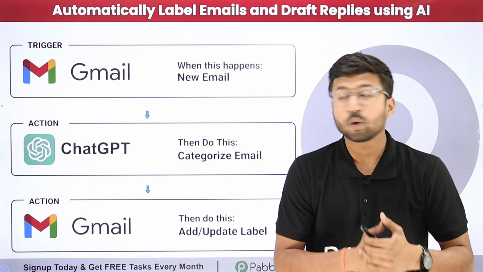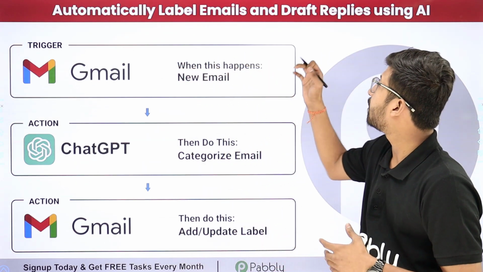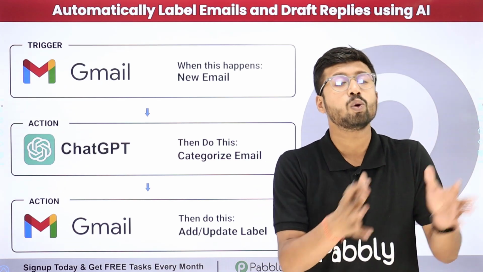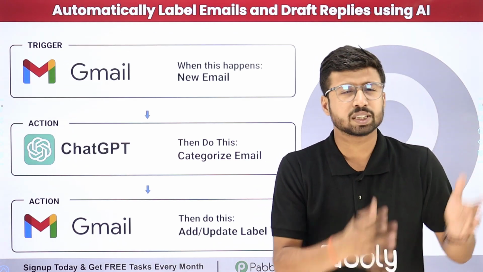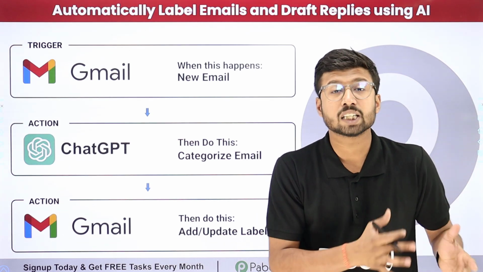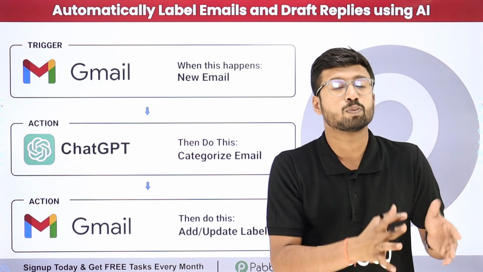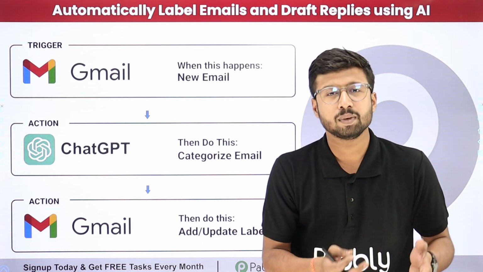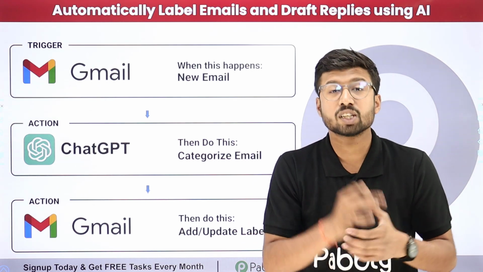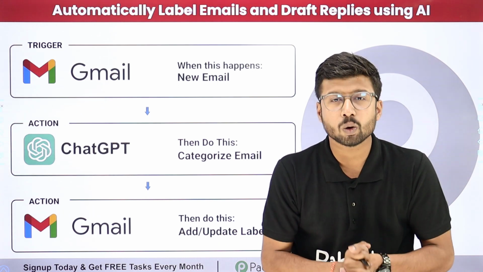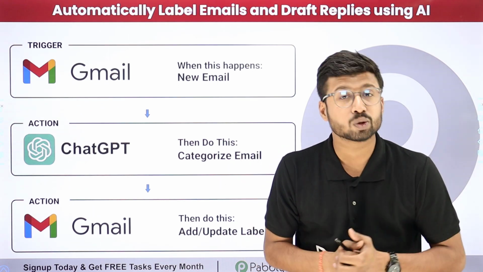So in this video, we are going to learn how to automatically label emails and draft replies using AI. Let's say you own an e-commerce store and on a regular basis, you keep on getting a lot of emails. But there are some emails like advertisements and newsletters which you want to move to spam or trash, and some emails like the client emails, invoices, supplier emails, refund emails, you want to basically generate a reply for using AI. So let me tell you how one single automation can completely automate this whole process.